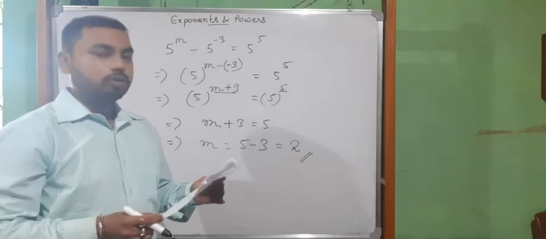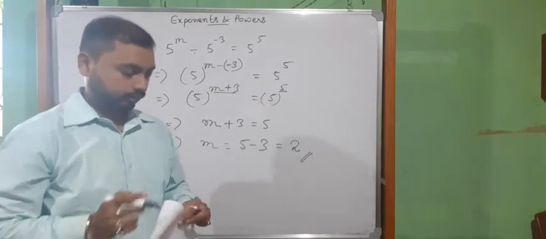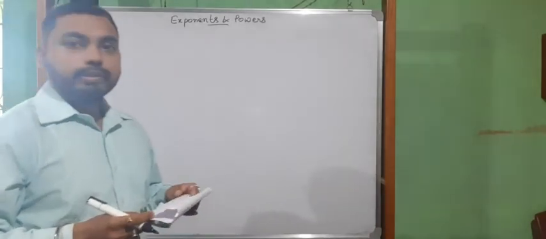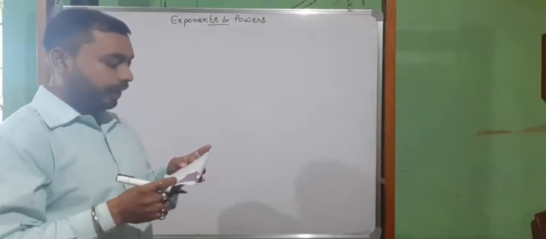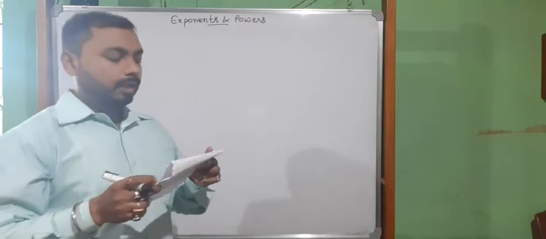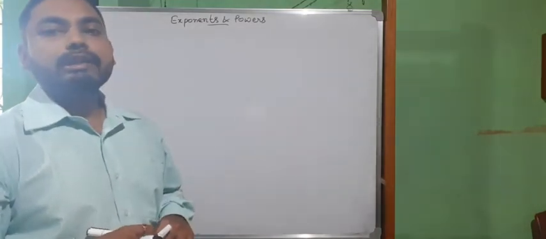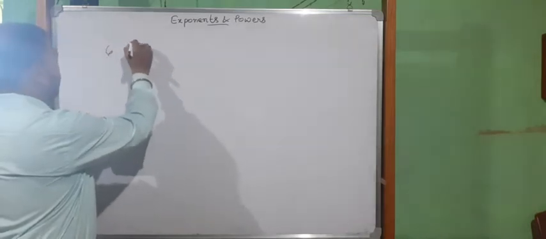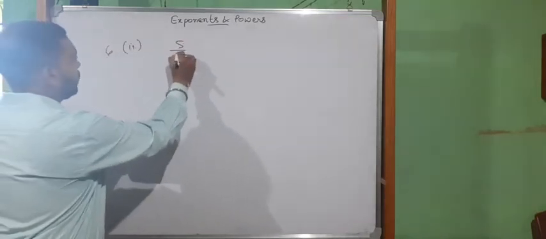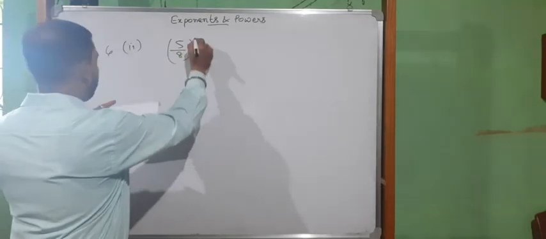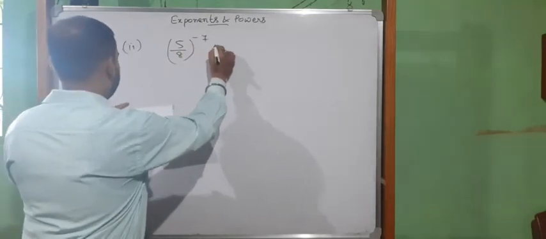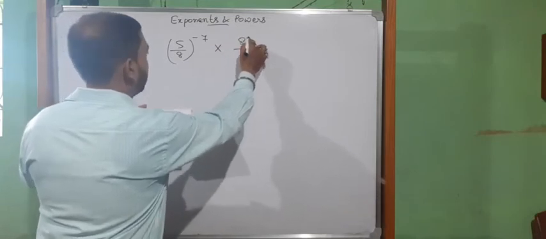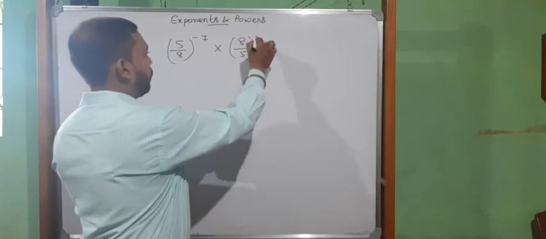Now let me solve question number 6. So question number 6, it is evaluate. Okay, it is 5 by 8 to the power minus 7. Okay, so question 6 part 2 I am solving. It is 5 by 8 raised to the power minus 7 into, it is 8 by 5 raised to the power minus 4.